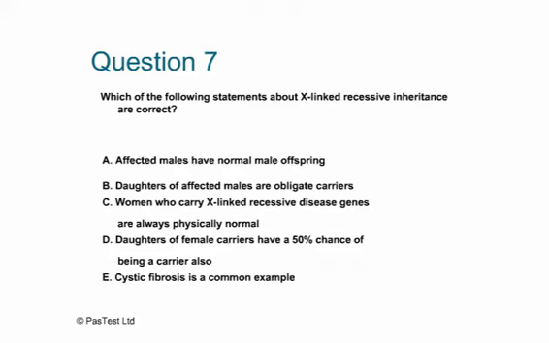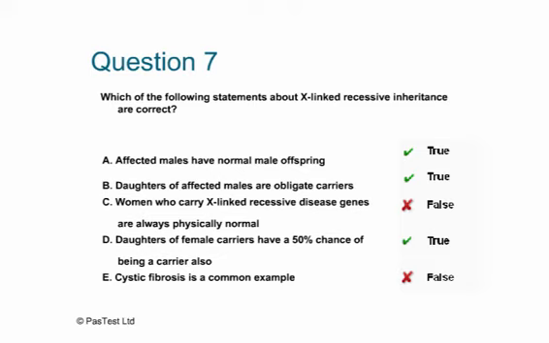C is incorrect because we know that in a minority of cases, women who carry X-linked recessive diseases are what are known as manifesting carriers. They do show mild signs of the condition. And of course, E is incorrect simply because CF is an autosomal recessive condition.